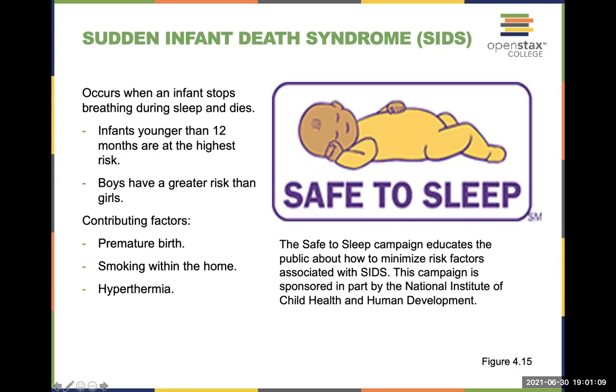And then sadly, we also need to address SIDS, right? Sudden infant death syndrome, which is horrible. This occurs when the infant stops breathing during sleep, and as a result, the infant passes away. They die. Infants less than a year are at the highest risk, and boys seem to have a greater risk than girls. Some contributing factors that have been identified are premature birth, smoking within the home, and hyperthermia, which is cold. And then of course there's the Safe to Sleep campaign, which educates the public on how to minimize the risk factors associated with SIDS.